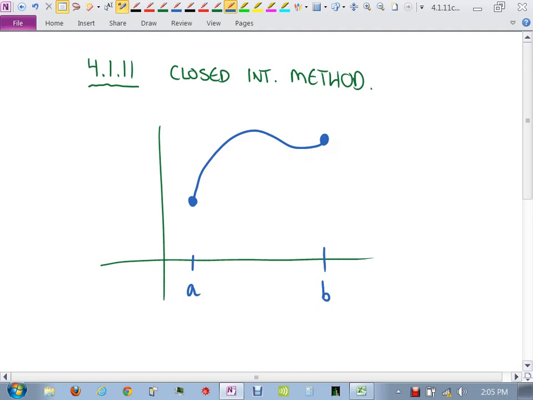What does continuous mean? It means you can draw it without picking up your pencil. So if you draw a function that starts at a point, ends at another point, and it's continuous, you absolutely have to have an absolute max and an absolute min. It has to happen. There's no way you can't. You're going to have a highest and a lowest point. It's got to happen.